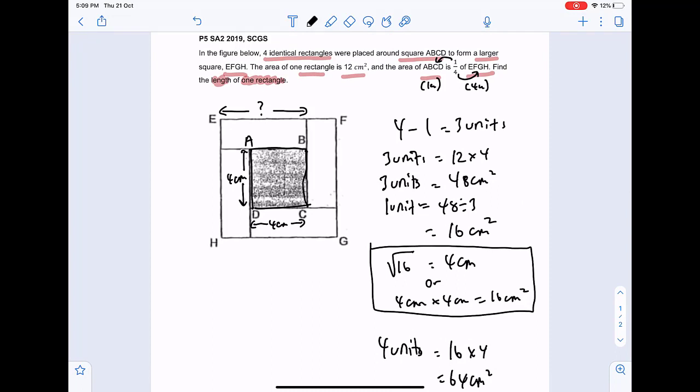So where is 8 cm? 8 cm is basically the length of this side right here, 8 centimeter.